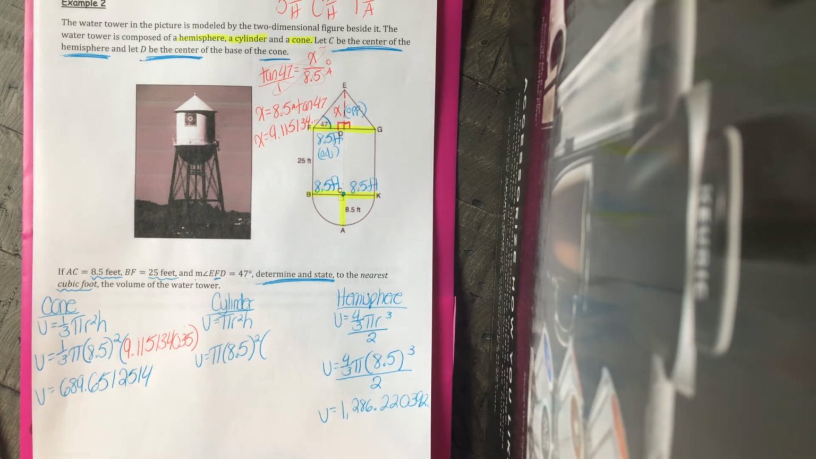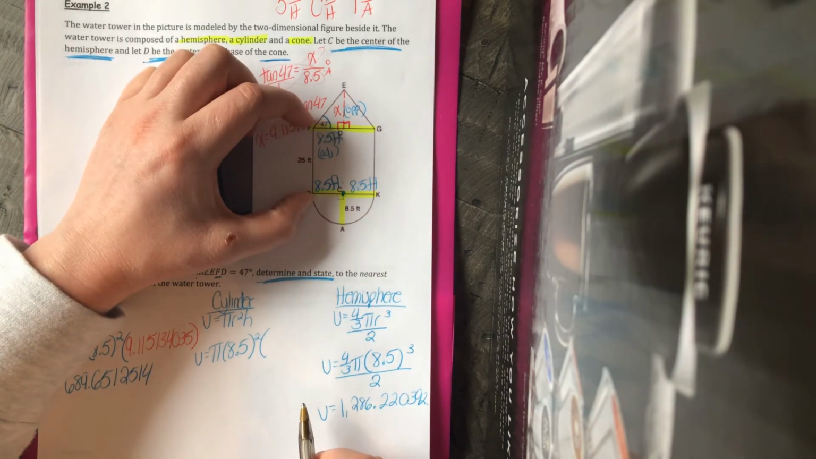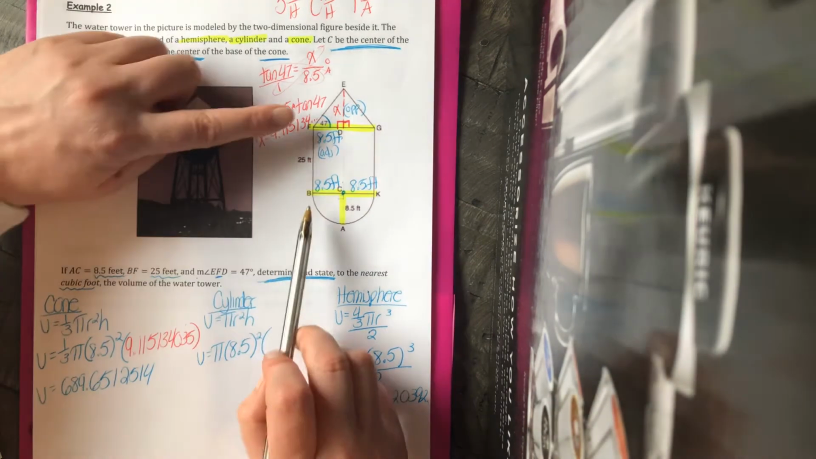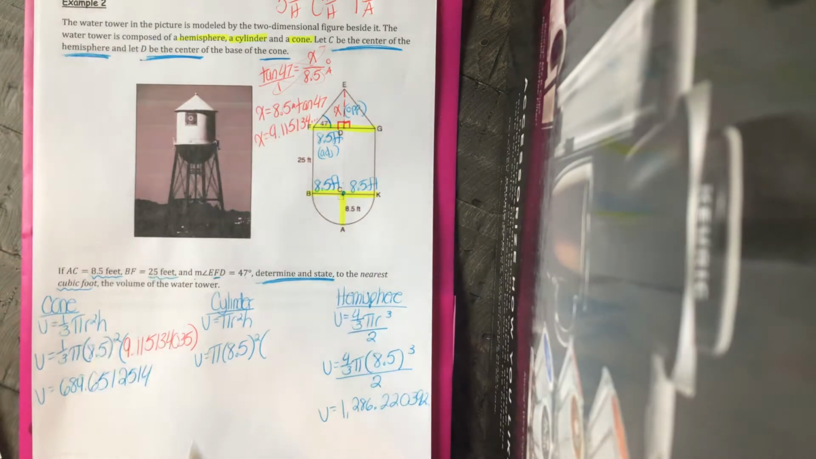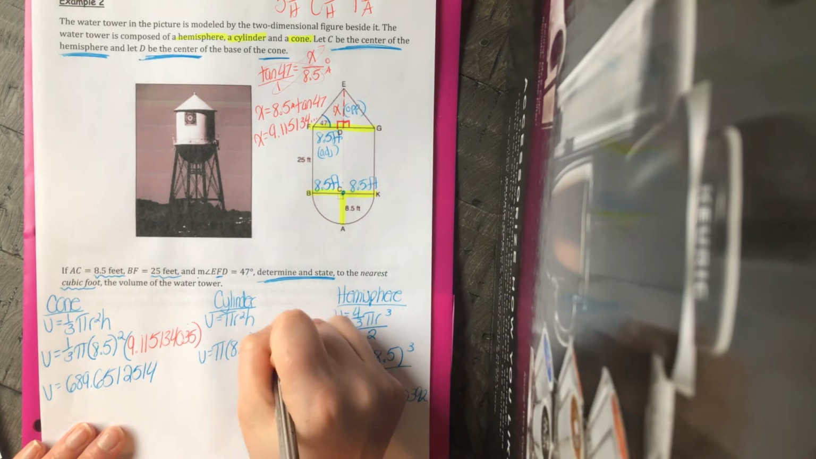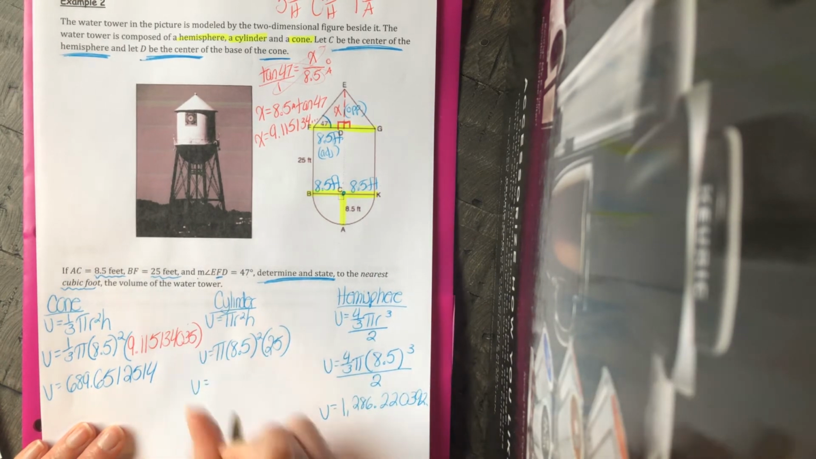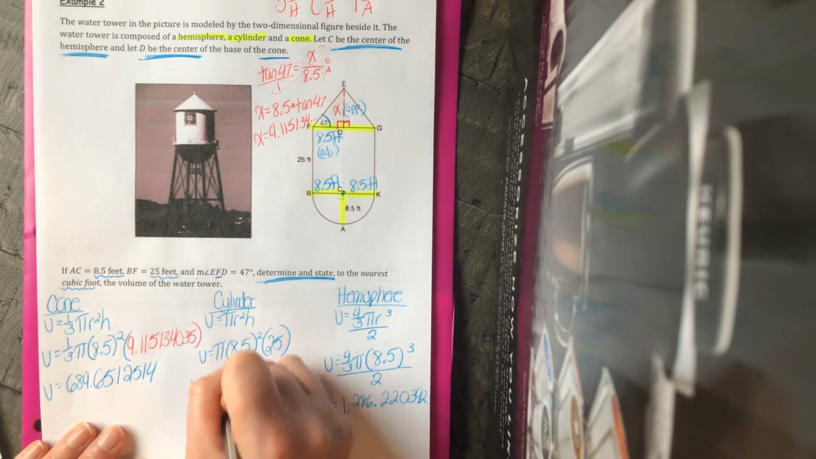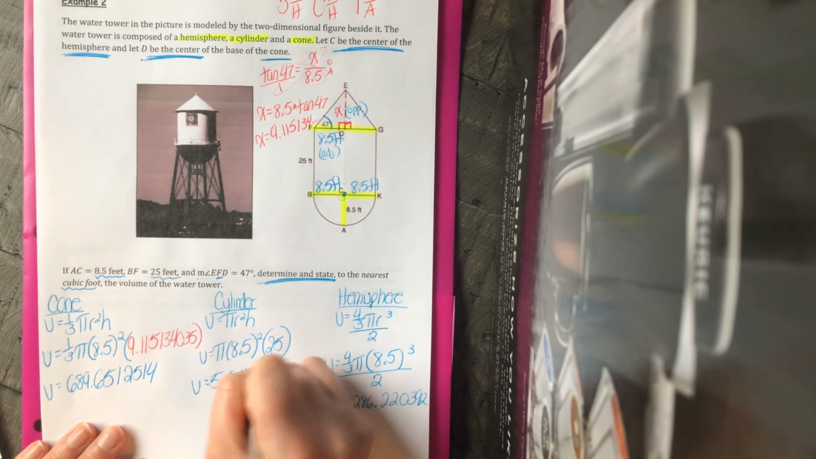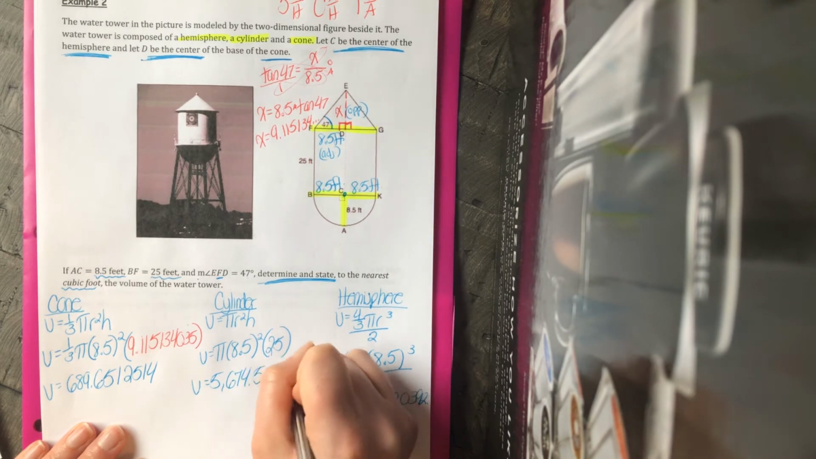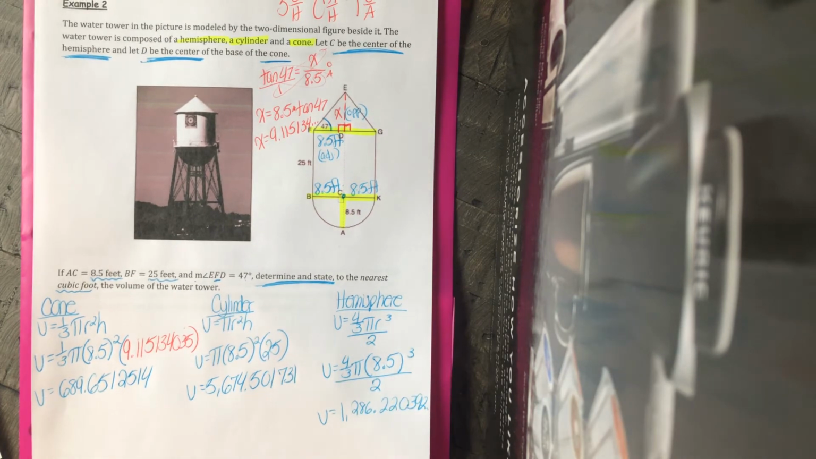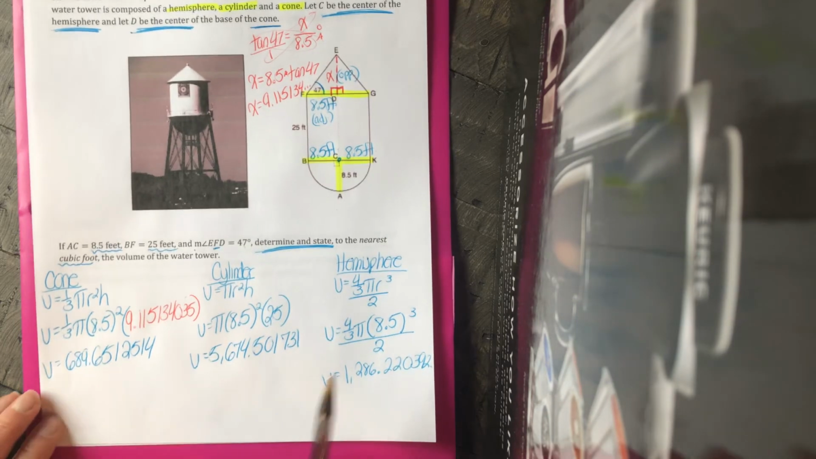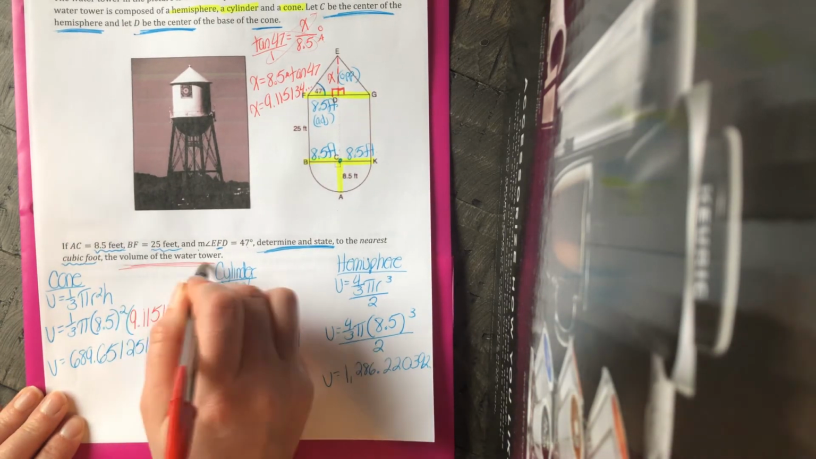And now the height of the cylinder, well, the cylinder is right here in the middle. It's just that little chunk from the top to the bottom. I'm trying to make sure my shadow isn't covering this up. So the height is 25. Again, you would type this whole thing into your calculator. You should have got 5,674.501731.